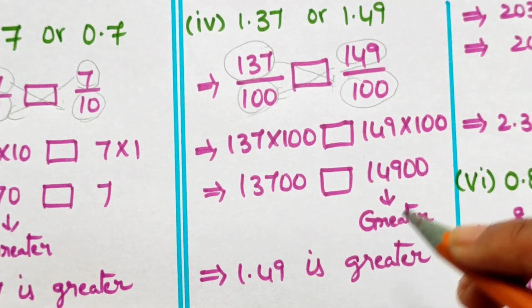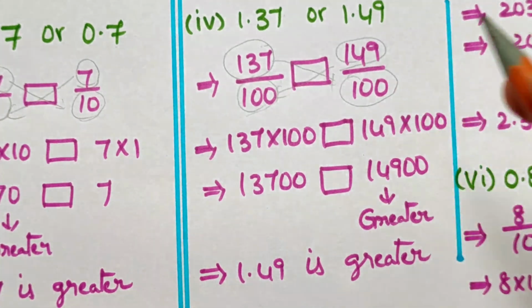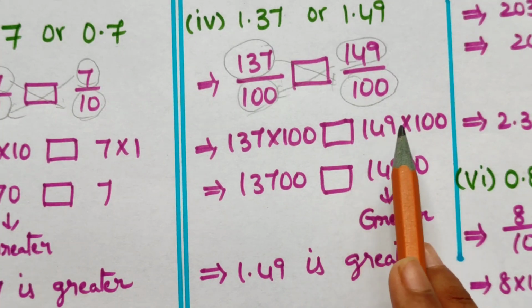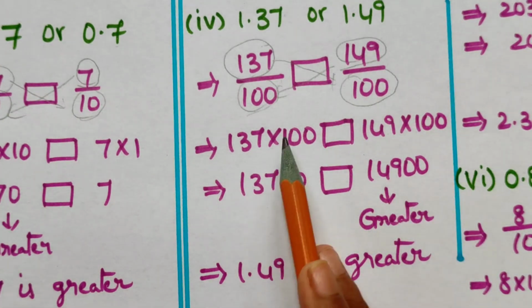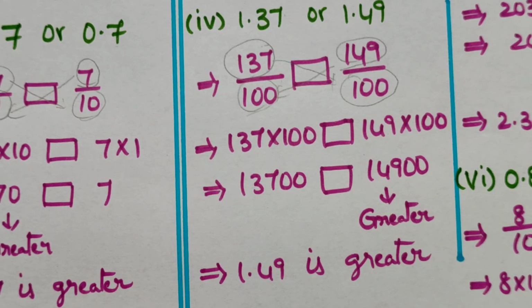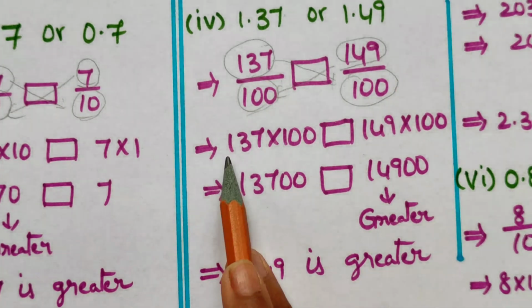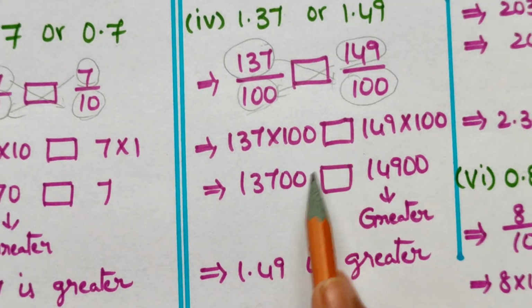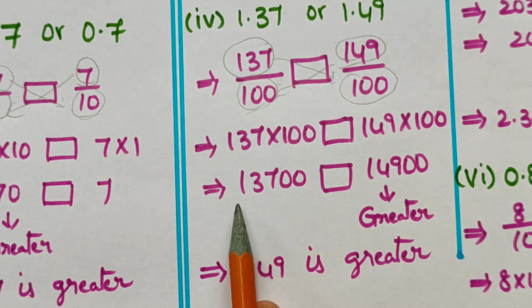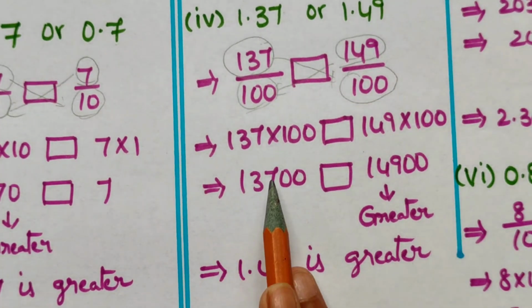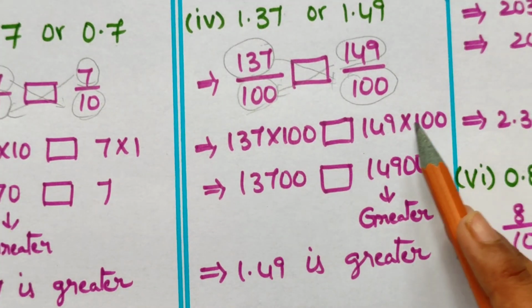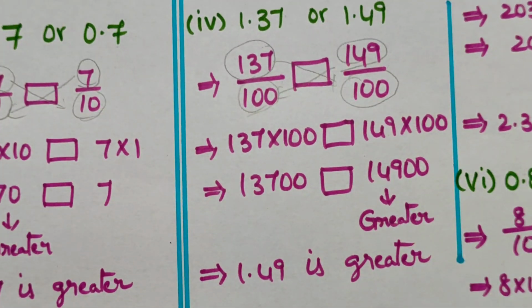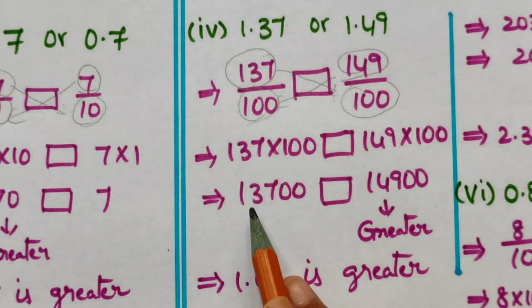Let us maintain a blank here. And here it is 149, the numerator, into denominator 100. Now 137 into 100 or 149 into 100. 137 into 100, there is a short trick to multiply. 137 ones are 137 and these two zeros which are at last. 137 into 1 is 137 and these two zeros. And here 149 into 100. 149 into 1 is 149, and these two zeros which are at last. Clear?